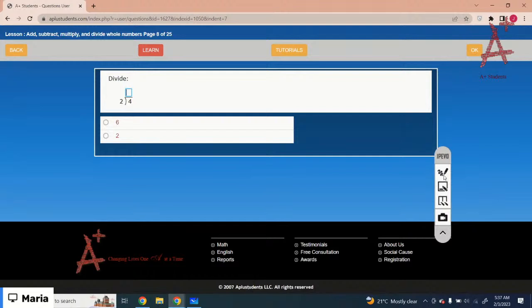Okay, 2 times what number is 4? 2 times 2 is 4. Got it? So the correct option is 2.